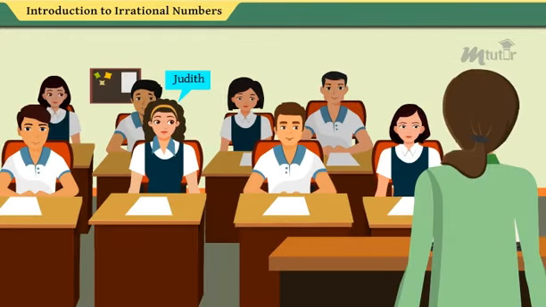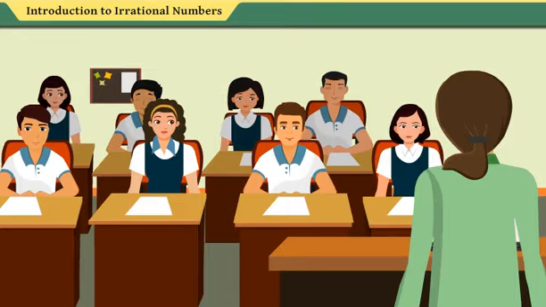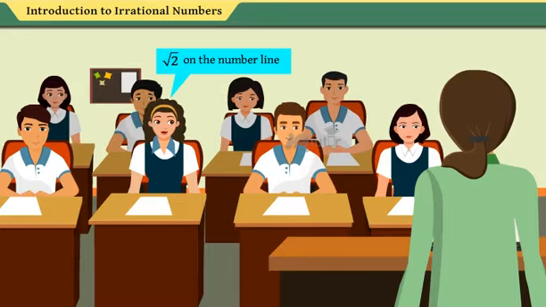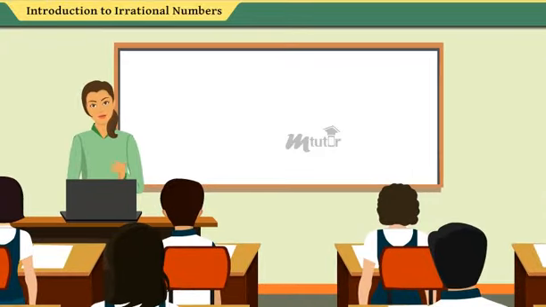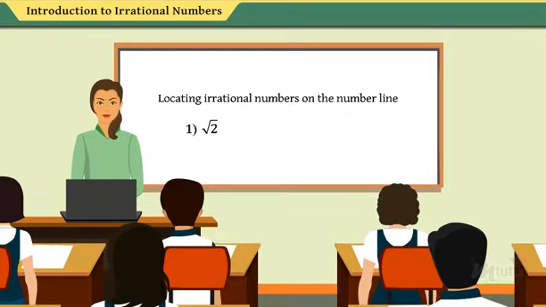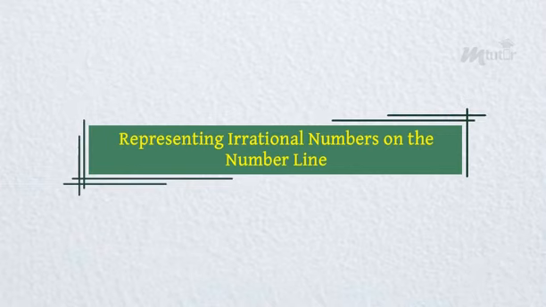Judith is a studious girl who loves maths. Judith asks the teacher if she can plot the square root of 2 on the number line. The teacher decides to teach the students about locating numbers like the square root of 2 that are irrational in nature. Join with the maths teacher as she teaches about representing irrational numbers on the number line.